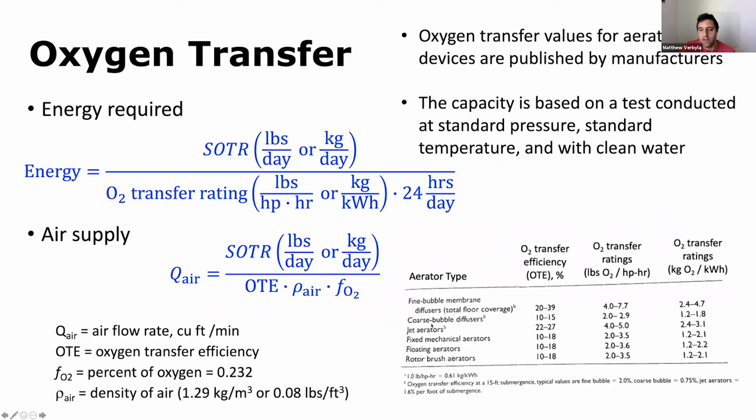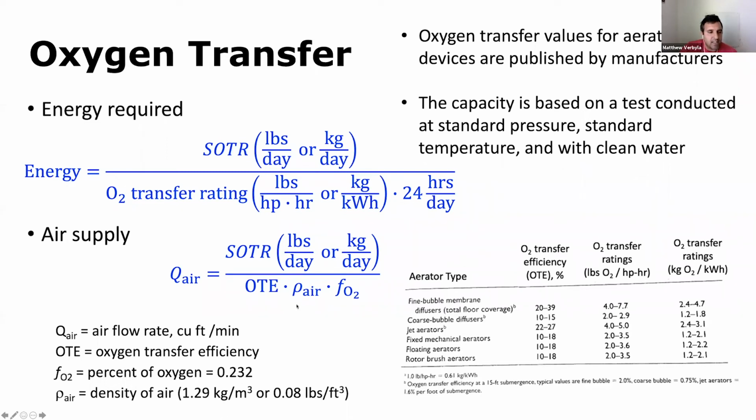Coarse bubble diffusers, on the other hand, have slightly lower transfer efficiency because the bubbles are larger, and they have a lower transfer rating as well. All right, so you choose your aerator type, you estimate the amount of energy required and the flow rate of air needed. So the terms in this equation are all defined here. The oxygen transfer rating, the SOTR, which we talked about before. For the second equation, we already know the SOTR, the oxygen transfer efficiency, which is supplied by the manufacturer or can be assumed based on the type of aerator being used.